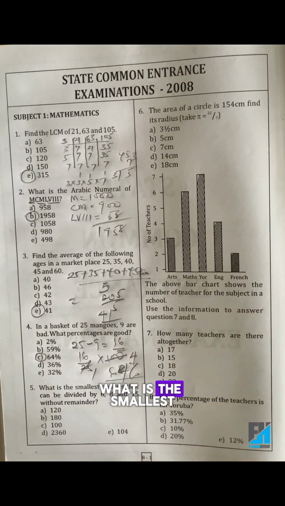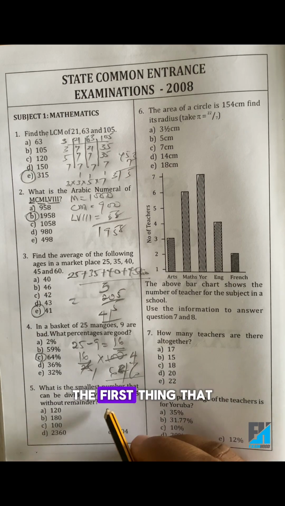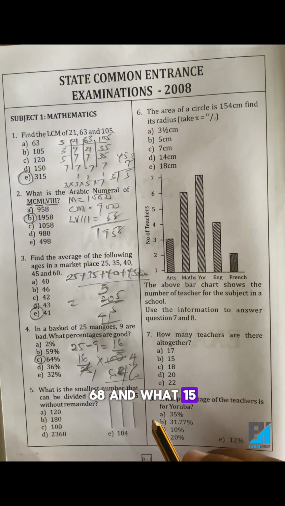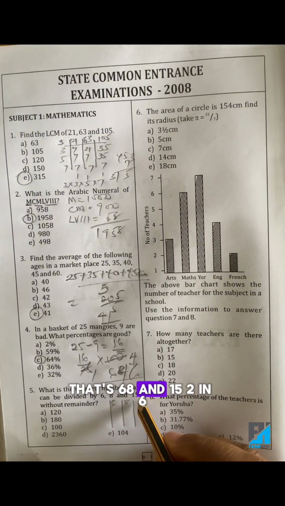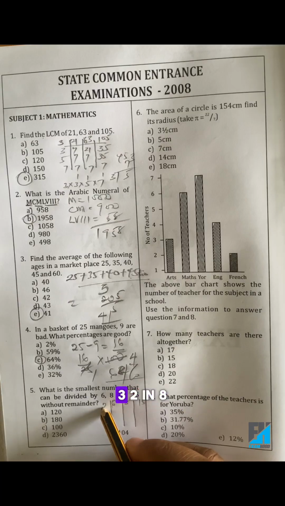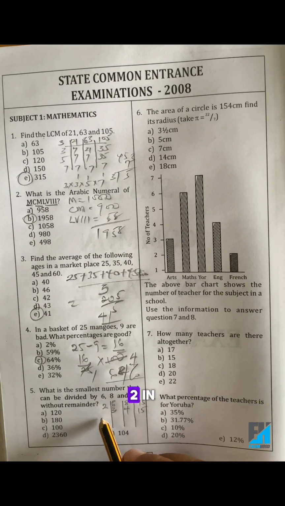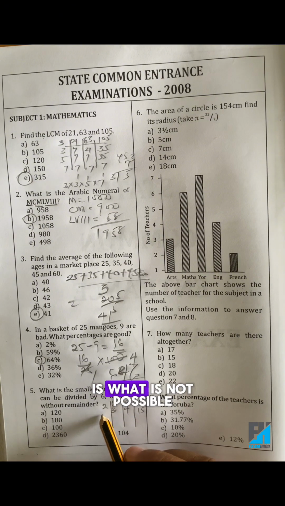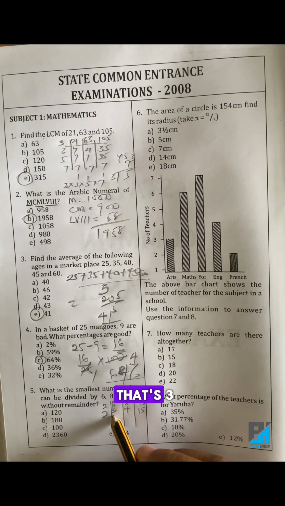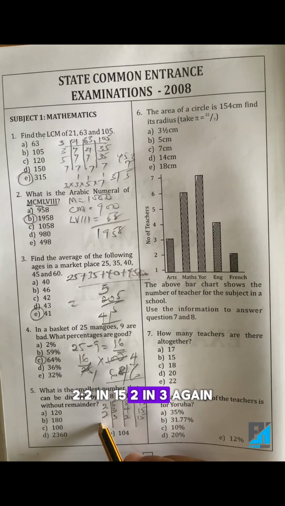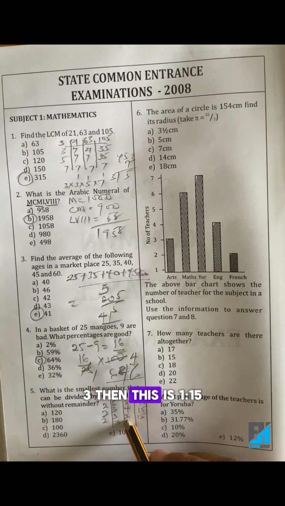C. What is the smallest number that can be divided by 6, 8, and 15 without a remainder? How do you do that? When you see this kind of question, just use this method. 6, 8, and 15. 2 in 6, 3. 2 in 8, 4. 2 in 15 is not possible. 2 in 3 is not possible. You still use 2. That's 3. 2 in 4, 2. 2 in 2, 1. 15. Then this is 1, 15.